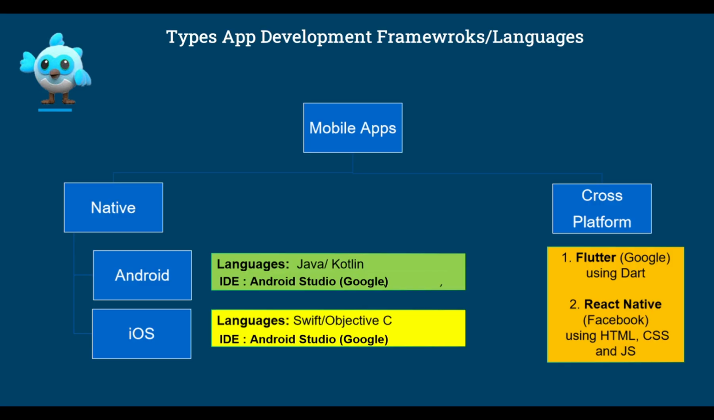Types of app development frameworks and languages. Mobile apps can be developed in two main categories. 1. Native development. Native apps are platform-specific and provide the best performance. There are two types of native app development, Android and iOS. Android development: Java and Kotlin languages and the Android Studio IDE are used for Android app development. The developers are called Android Developers. iOS development: Swift and Objective-C languages and the Xcode IDE are used for iOS app development. The developers are called iOS Developers.